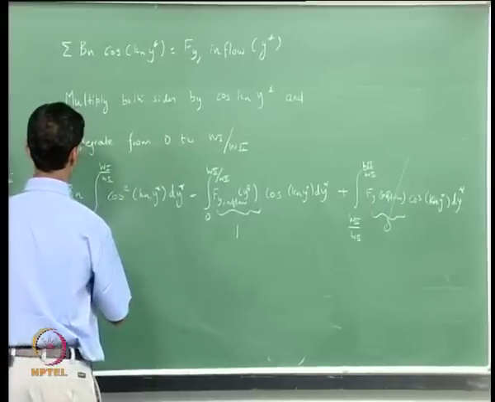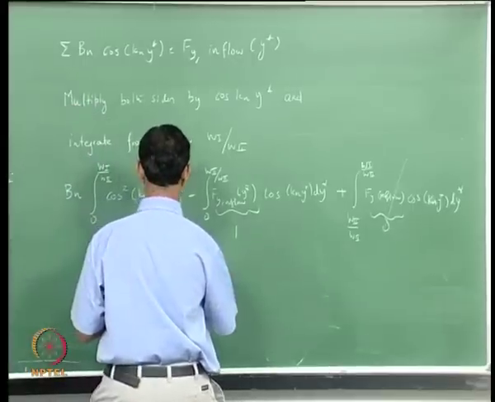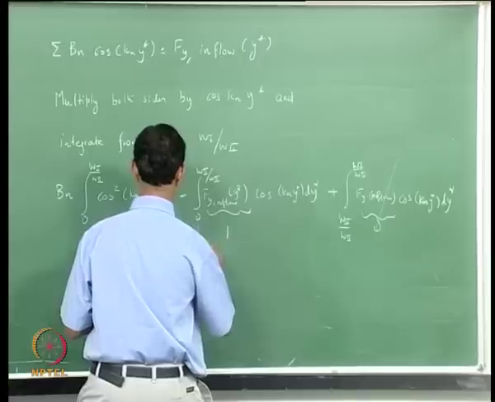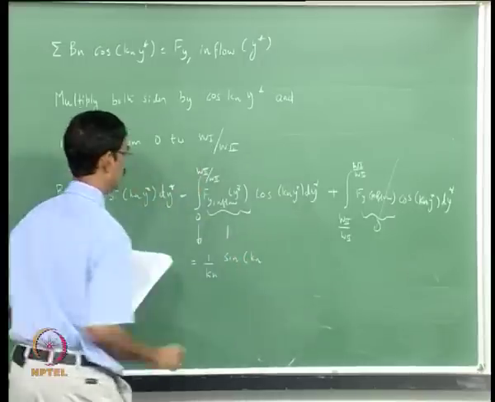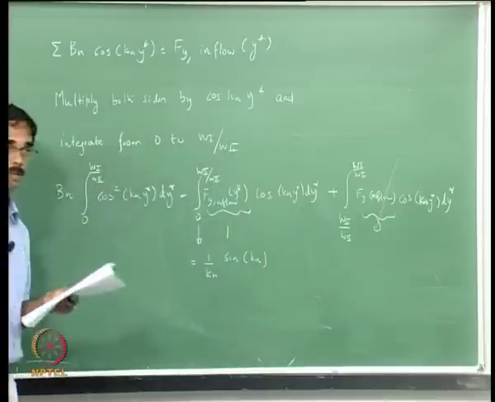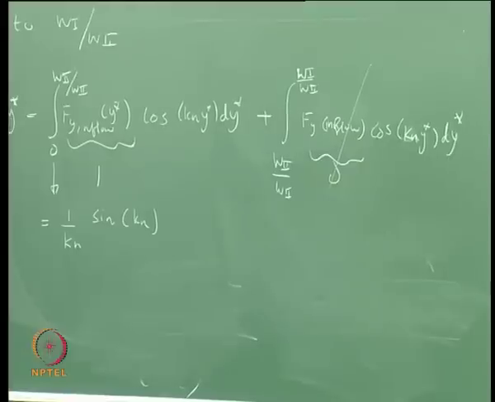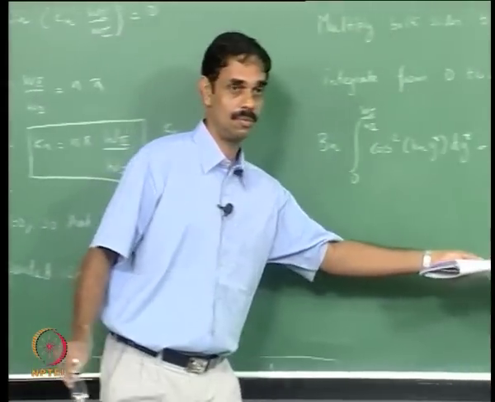So you should get, we will look at the right hand side, so this would be 1 over kn sin kn, is that okay? Let me know if this is not what you get.